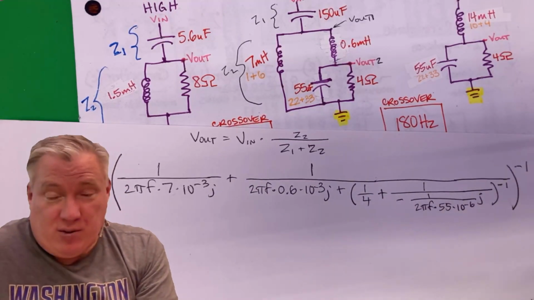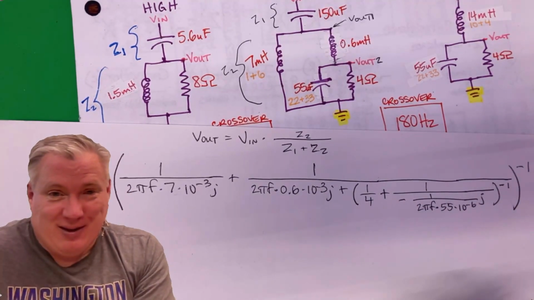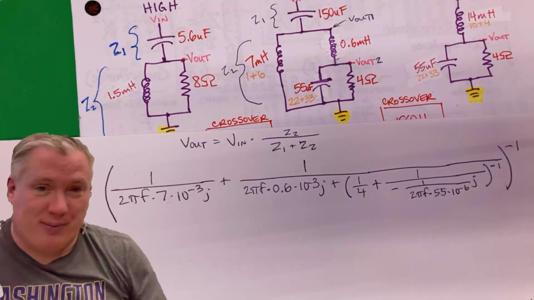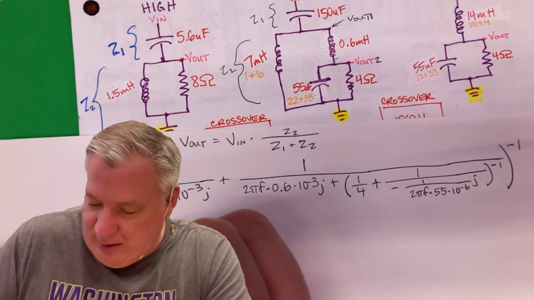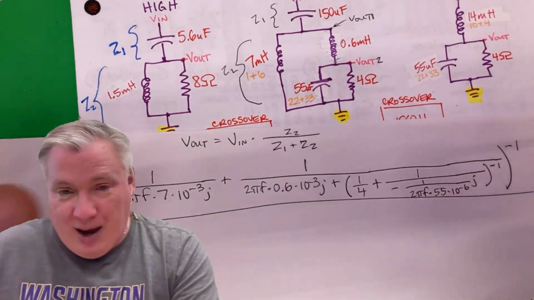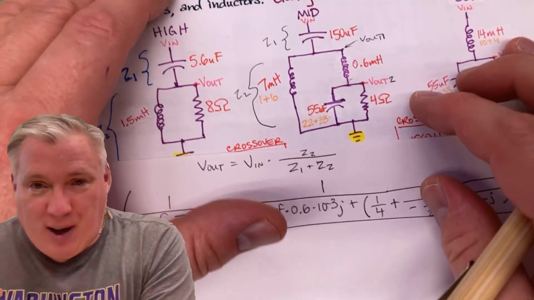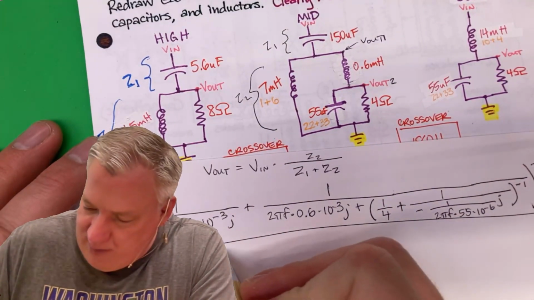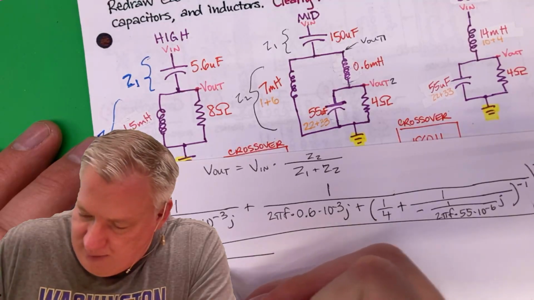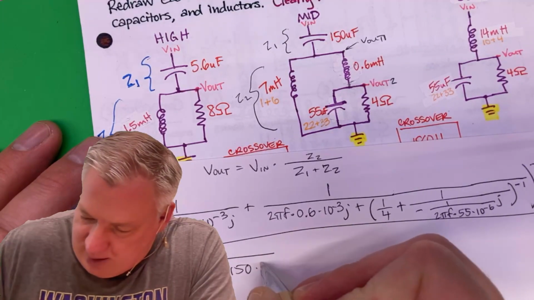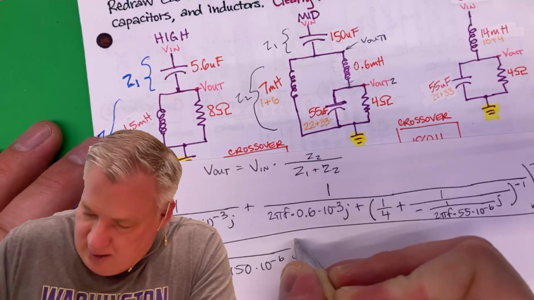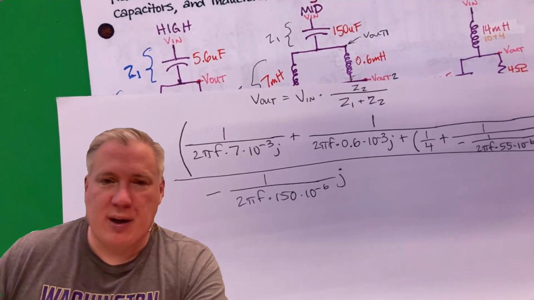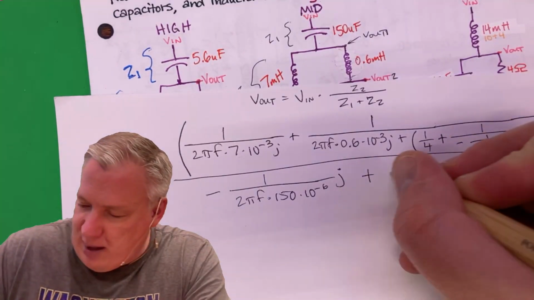The good news is that you do not have to write this again. We wrote it once, so we'll just reference it with the word top, okay? And then all over, so that was Z2. The bottom is Z1 plus Z2. Z1 is this part, which is a capacitor, so negative 1 over 2 pi f times 150 times 10 to the negative 6 j. That's Z1 there. So there it is. And then plus that top piece all over again.